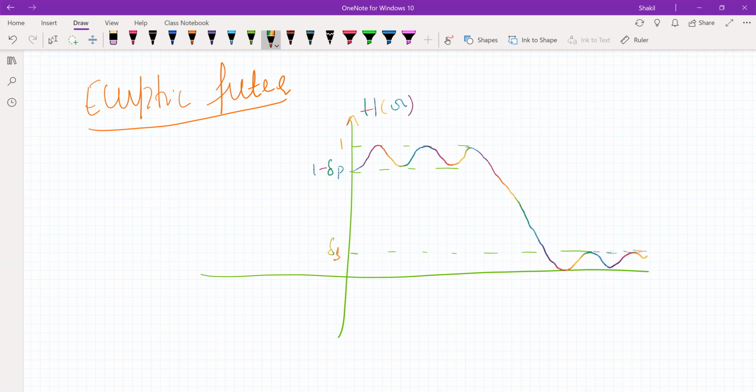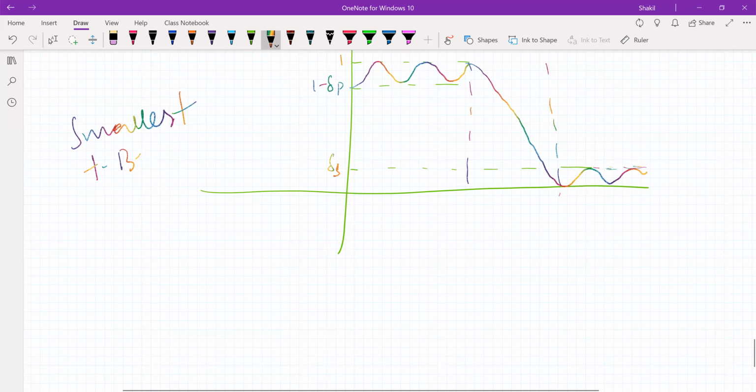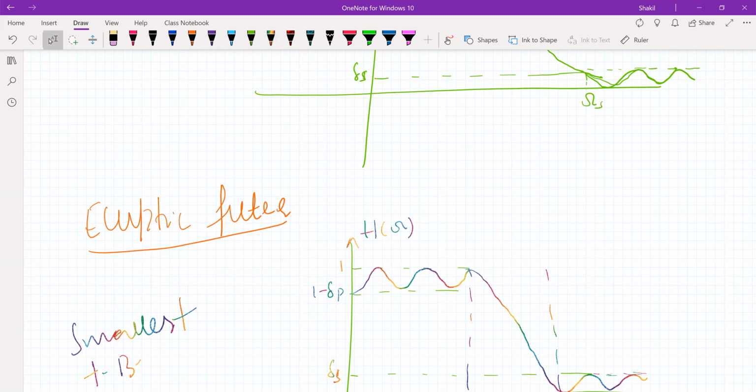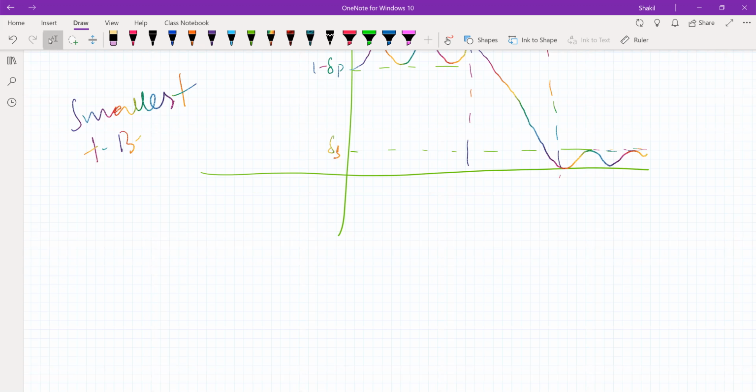Right? Now, what's the benefit of allowing the ripples in both the bands? The transition band, the roll off, is the smallest. So the transition band is smallest in the elliptic filter. For the same order of filters, compared with the Butterworth, Chebyshev type 1 and Chebyshev type 2 filters, the transition band will be smallest in elliptic filters.